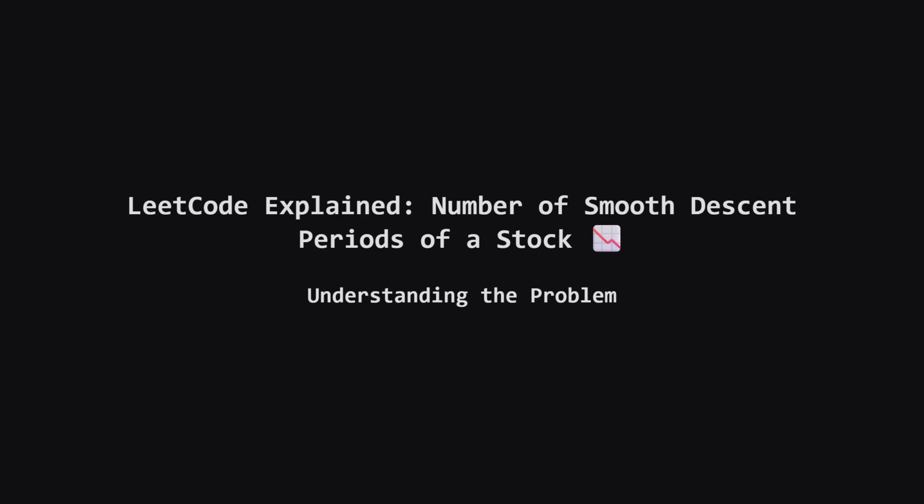Hello everyone, welcome back. Today we're tackling a medium-level problem called number of smooth descent periods of a stock. This is a really great problem for practicing dynamic programming concepts, or honestly just good logical observation. It sounds a bit technical, but the core idea is actually quite simple. We're going to break it down step by step, look at the intuition, and then write some clean code to solve it. Let's get started.